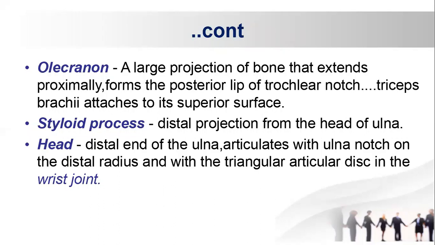We have the styloid process, and this is the distal projection from the head of the ulna. The distal end of the ulna articulates with the ulnar notch on the distal radius and with the triangular articular disc in the wrist joint. So the distal radius has the ulnar notch, a depression whereby this head fits in.